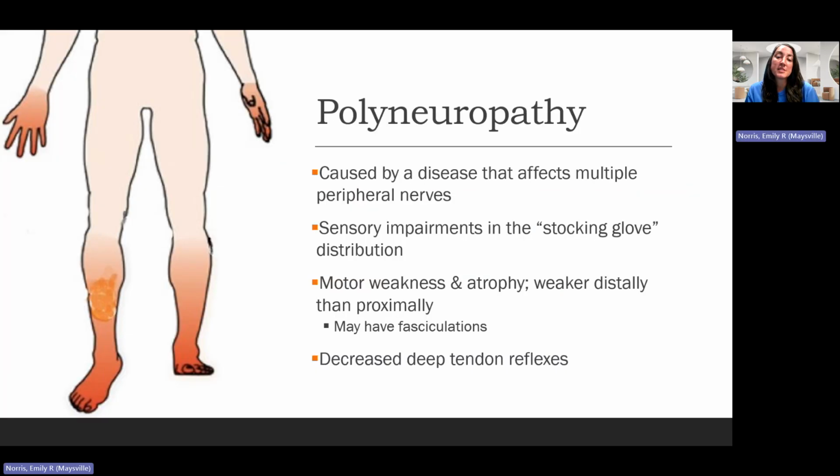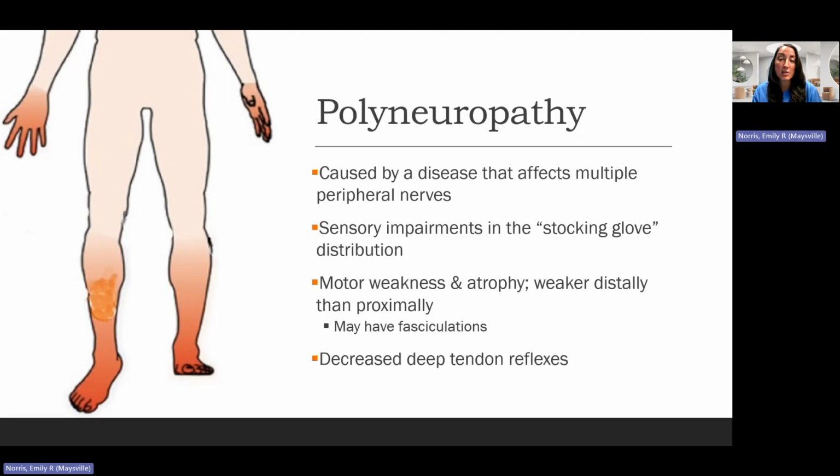Polyneuropathy is caused by a disease that affects multiple peripheral nerves. Sensory impairments are in a stocking glove distribution. They typically start in the feet and then progress upward, or proximally, up the legs and then to the hands. There are sensation impairments, but also some weakness and some atrophy in those areas. Again, it affects distally more so than proximally.